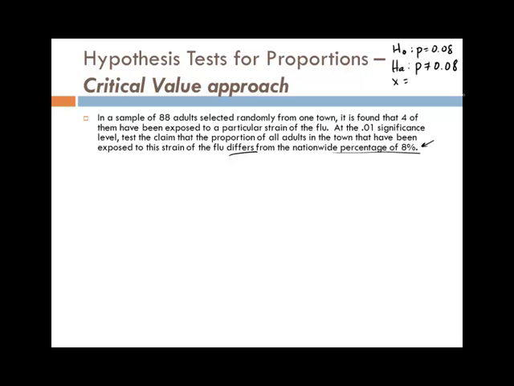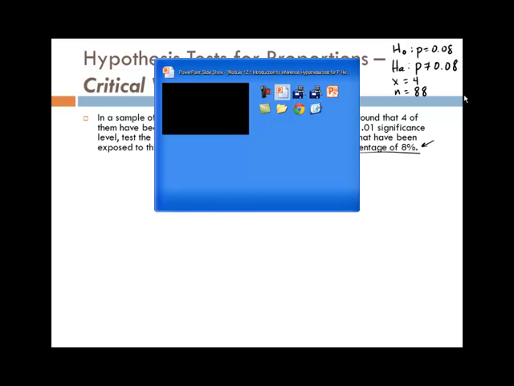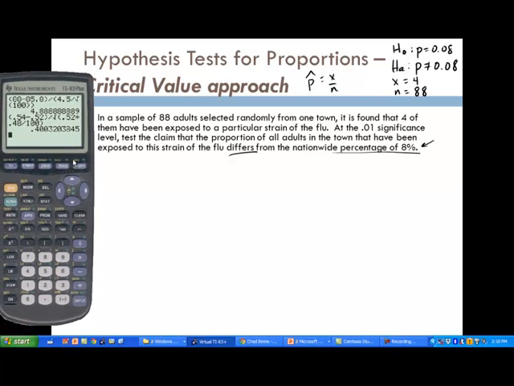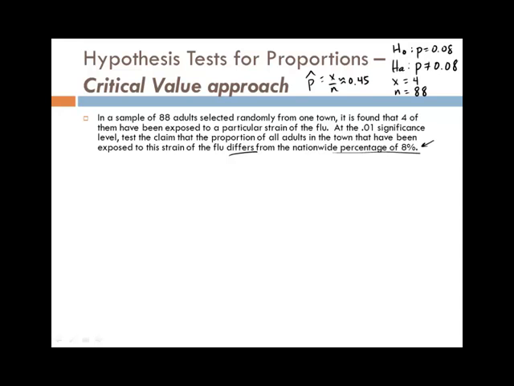The number of successes here is 4. The number in the sample is 88. P hat is defined as x divided by n, the number of quote-unquote successes. Now I realize that someone having the flu is not normally considered a success or a good thing, but that is how we define x. So 4 divided by 88 gives us about 4.5%. And it says at the 0.01 significance level. So that means that alpha is 0.01, which means that the degree of confidence is 99%.